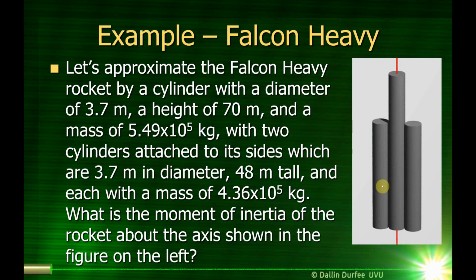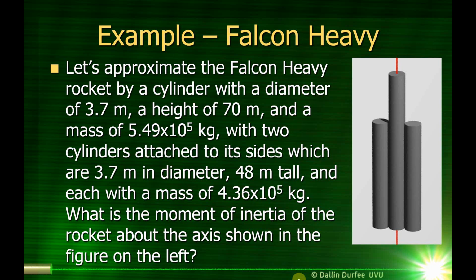So let's do an example. Let's estimate the moment of inertia for SpaceX's Falcon Heavy rocket. To do that, we're going to approximate the Falcon Heavy rocket as a cylinder with a diameter of 3.7 meters, a height of 70 meters, and a mass of 5.49 times 10 to the 5th kilograms, with 2 cylinders attached to its side, which are also 3.7 meters in diameter, 48 meters tall, and each with a mass of 4.36 times 10 to the 5th kilograms. So what is the moment of inertia of the rocket about the axis shown in the figure on the left?